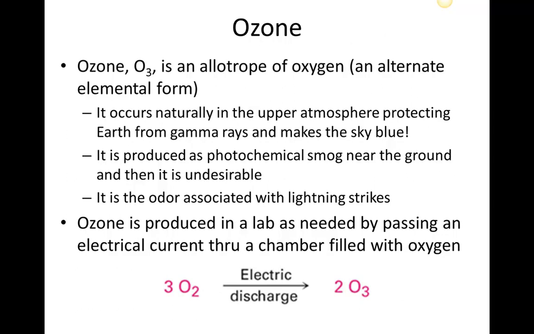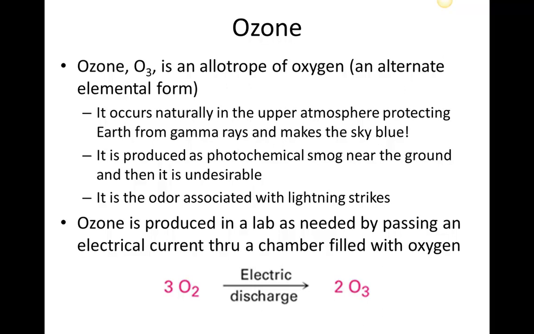One of the things we're going to use is ozone. And ozone is an allotrope of oxygen. And what that means is that it's an alternative elemental form. So ozone is found in the atmosphere. It's what makes the sky blue because it interacts with the gamma rays and gets into an excited state, and that's why it looks blue in the sky. It's also bad if it's near the ground because it's a component of photochemical smog, and then we don't want it near the ground. And when you say you smell lightning, what you're really smelling is ozone.